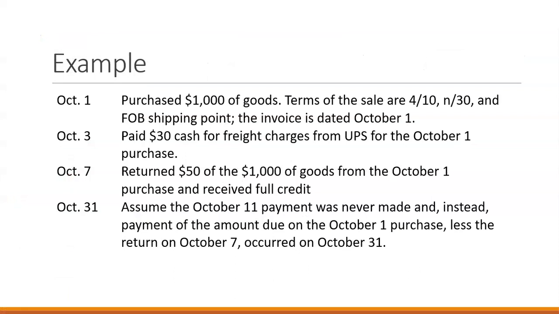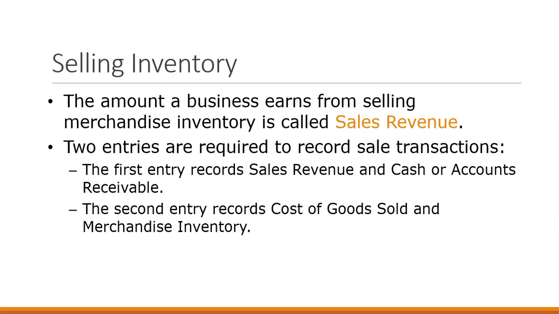Okay, so all of those examples have been about us purchasing inventory as a retailer to get ready to sell it. Now we're going to talk about what happens when we sell inventory. As a retailer, when we sell inventory, we get revenue. So when we record a sales transaction, we have two journal entries. The first one records sales revenue and cash or accounts receivable, and the second entry records the cost of goods sold and reduces our merchandise inventory by the amount sold.